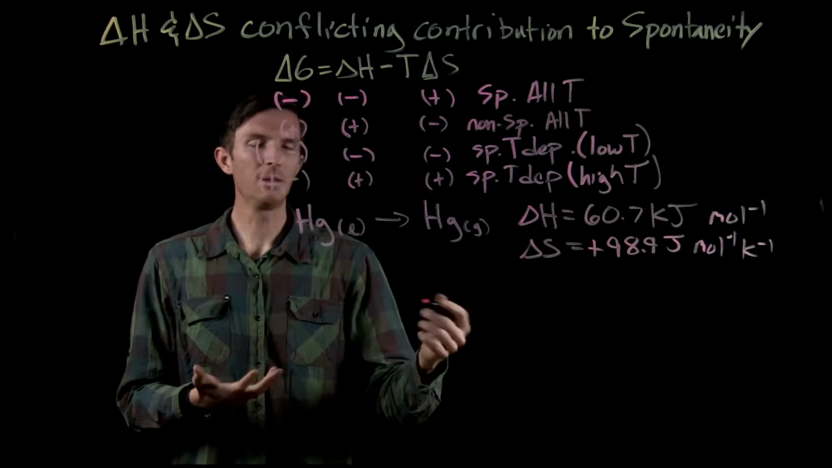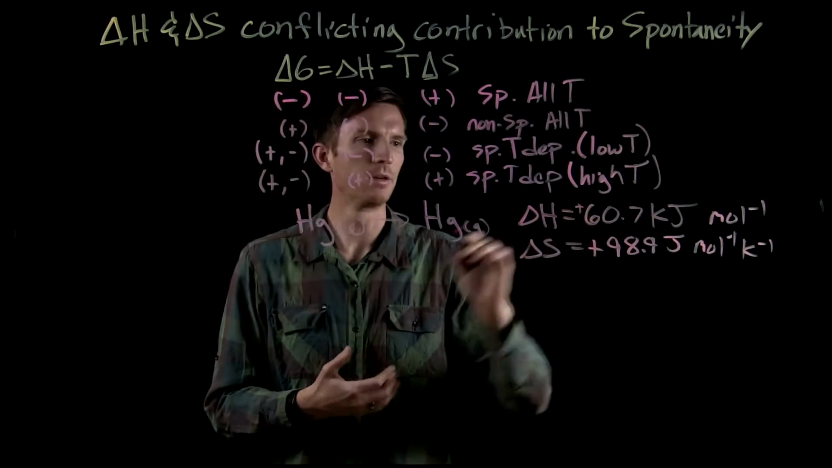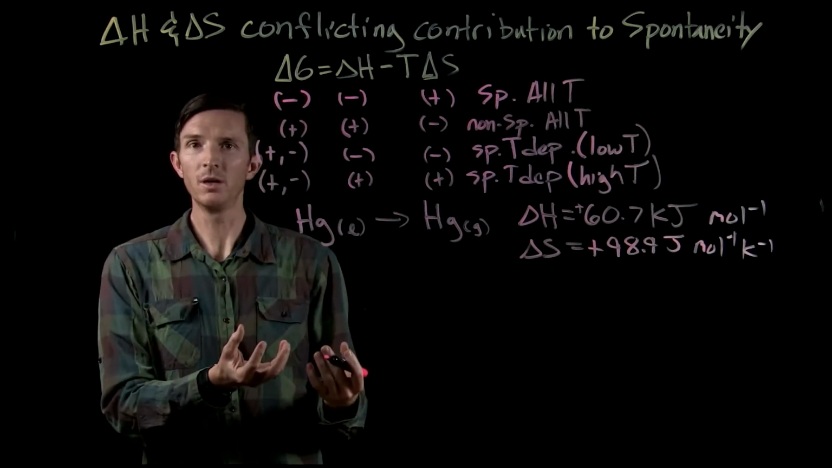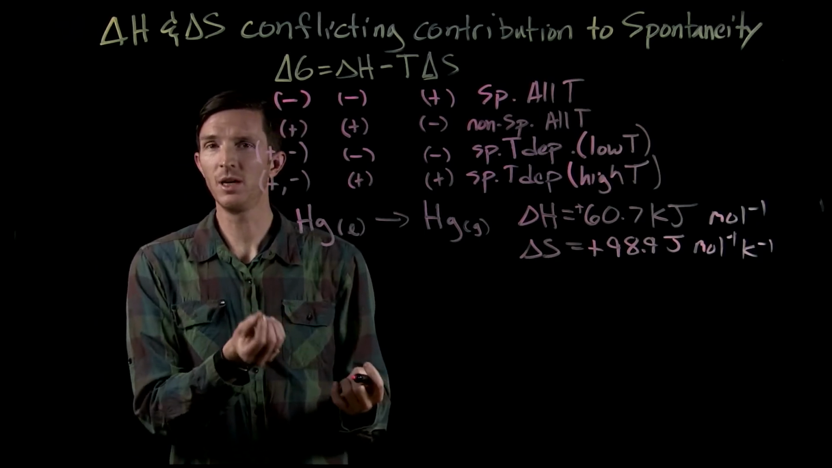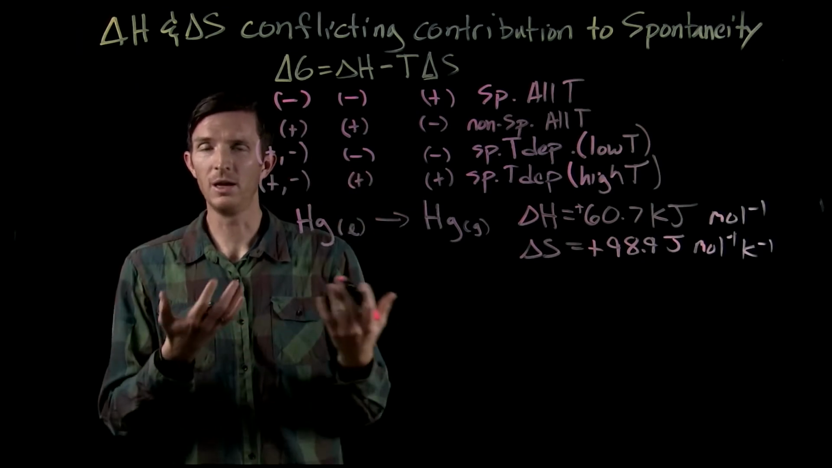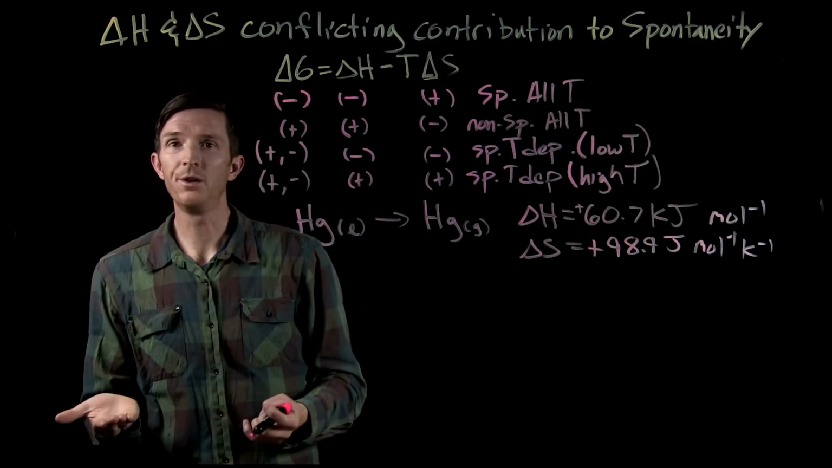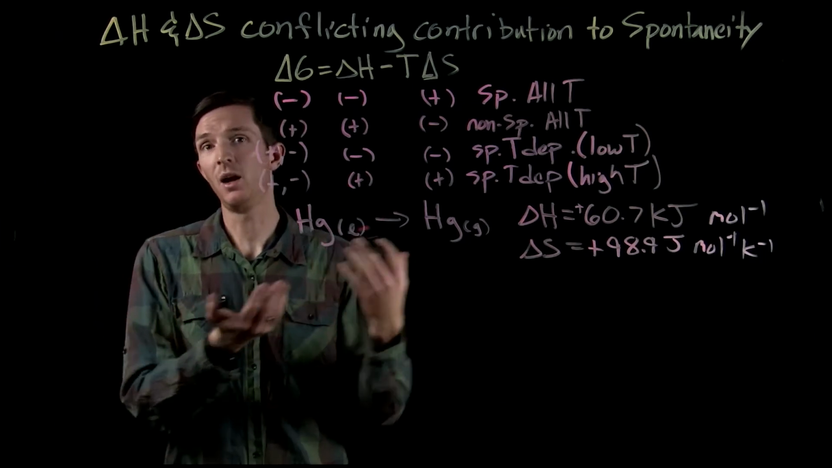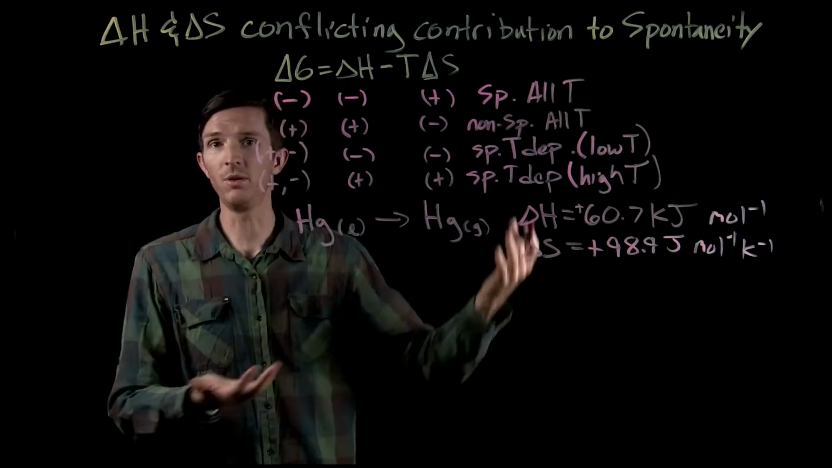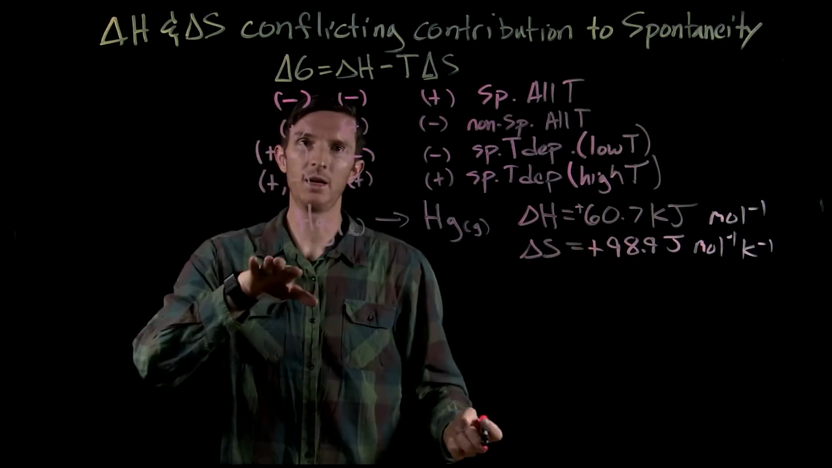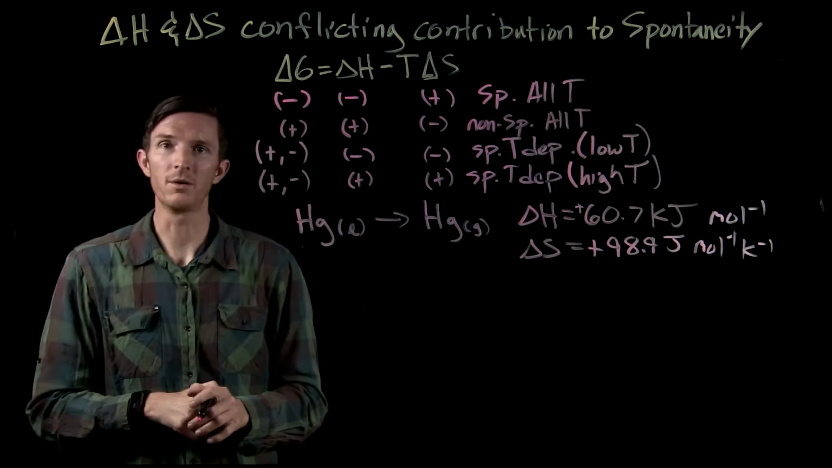Okay. So now we see these are in conflict with each other, right? Positive delta H, positive delta S. At a low temperature, it's non-spontaneous for this to happen by itself, right? It's like at 80 degrees Celsius, your water doesn't just boil. At 100 degrees Celsius, your water starts boiling, right? It becomes spontaneous for that to happen. Similar thing here that we can see for our mercury.